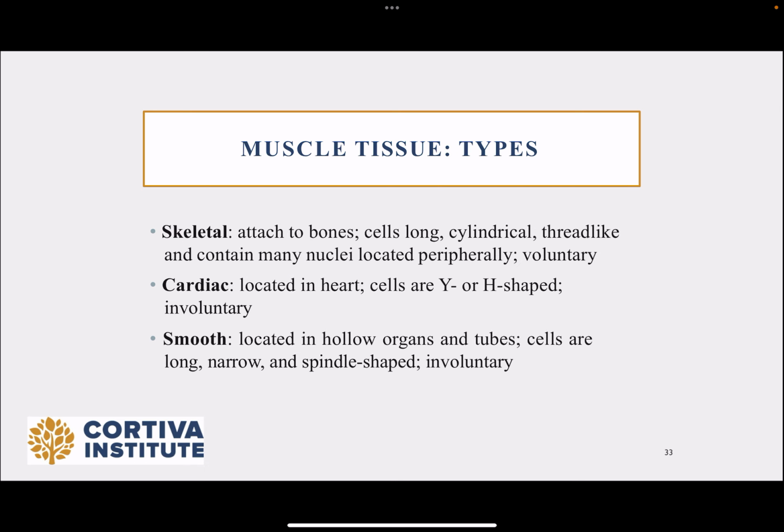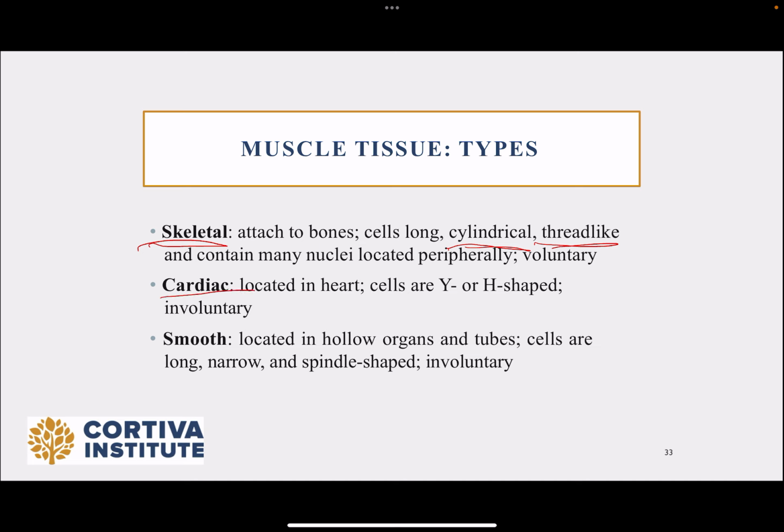The muscle types, very, very important, especially for future knowledge of kinesiology. We have 3 muscle types. We have skeletal, cardiac, and smooth, right? Skeletal is going to attach to the bones. It helps move my skeletal system. It's cylindrical, thread-like even, and can contain several nuclei, located peripherally. It is also voluntary. I can decide to move my arm, right? I can decide to do squats. I can decide to pick my nose if I wanted to. Those are all voluntary movements.